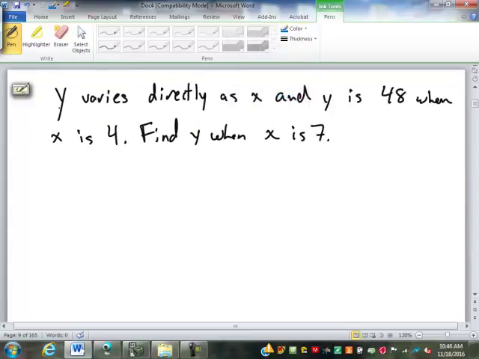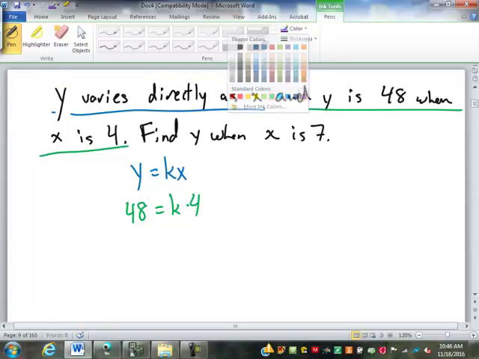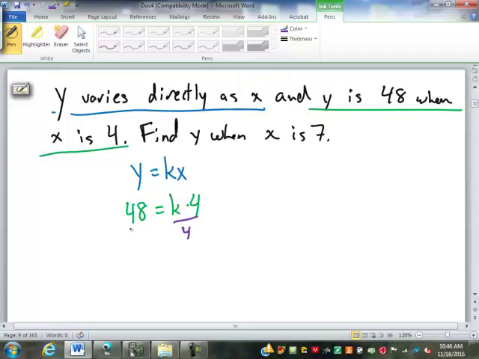So our first step here is still y varies directly as x. That's telling us y equals k times x is our form of this equation. Our next step, y is 48 when x is 4. So that's telling me I can put 48 in for y and 4 in for x and figure out what k is. I divide by 4 here to get 12 equals k.